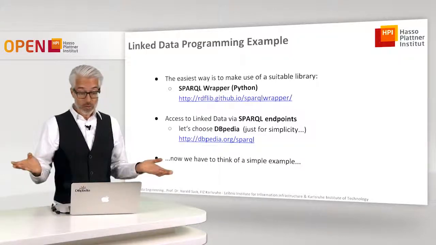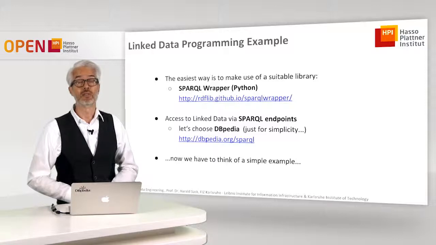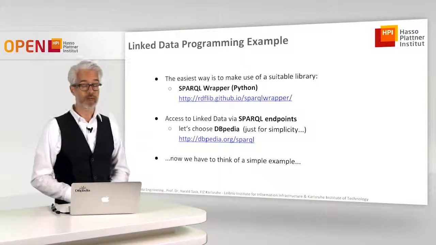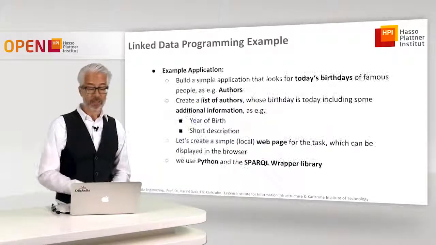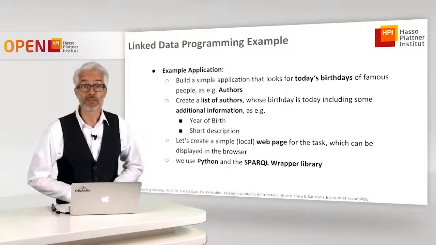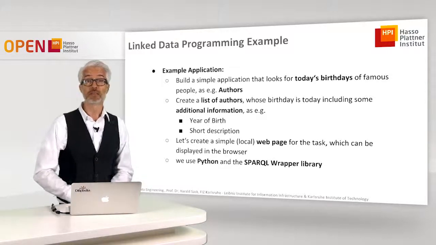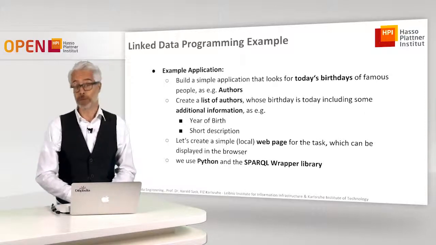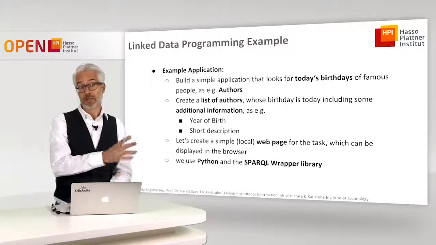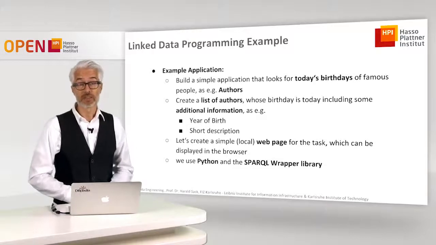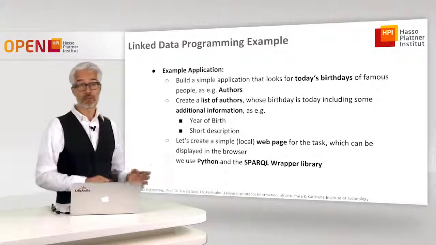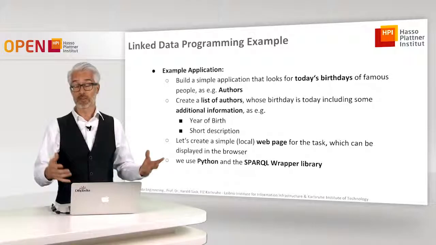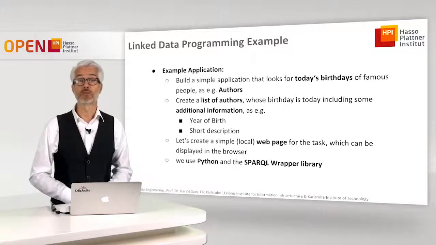So the next thing is we have to think of a simple example. How should it look? My idea would be the following. We build a simple application that looks for today's birthdays of famous people, and I have chosen authors. I know in some other parts of the lecture we have talked about Game of Thrones, or we have talked about astronauts. This time we talk about authors.